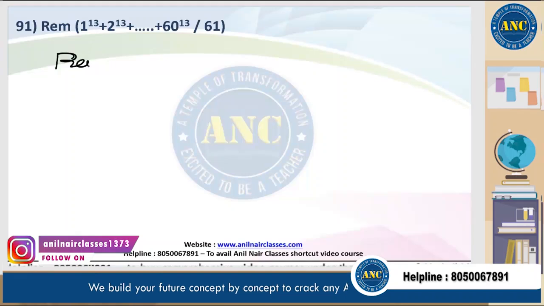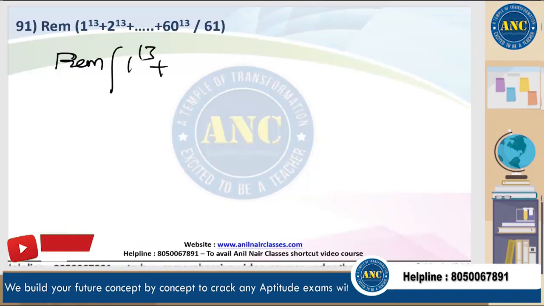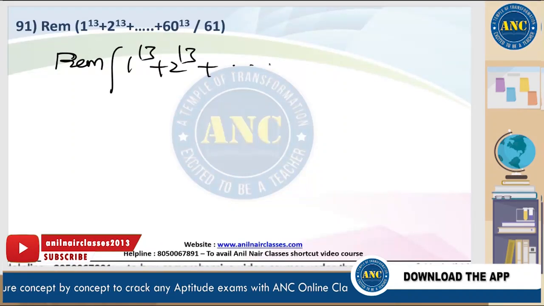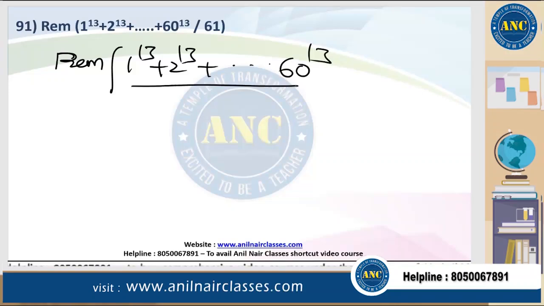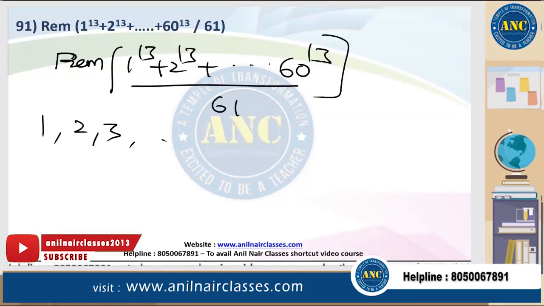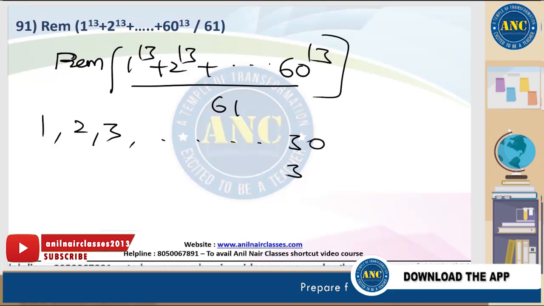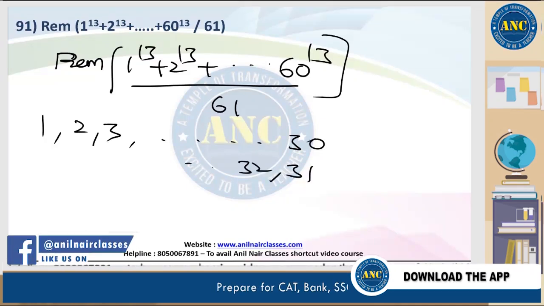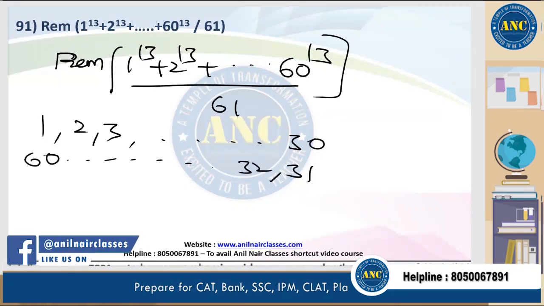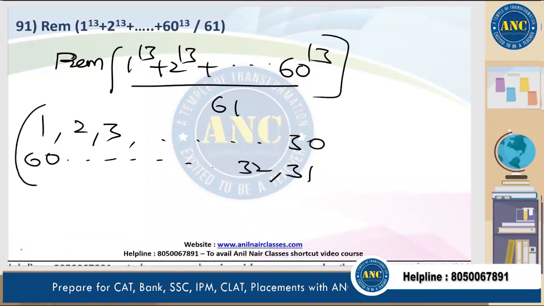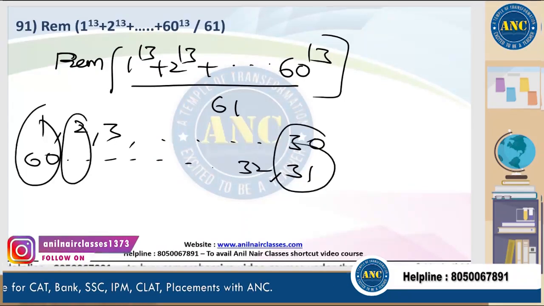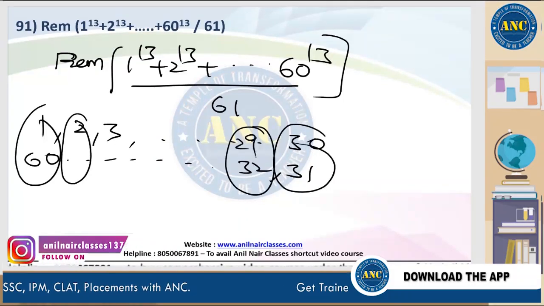91. 1 power 13, 2 power 13 and so on up to 60 power 13 divided by 61. 1, 2, 3 and so on up to 30 I will write like this. 31, 32 and so on up to 60 I will write like this. First and last divisible by 61. All these are divisible by 61.